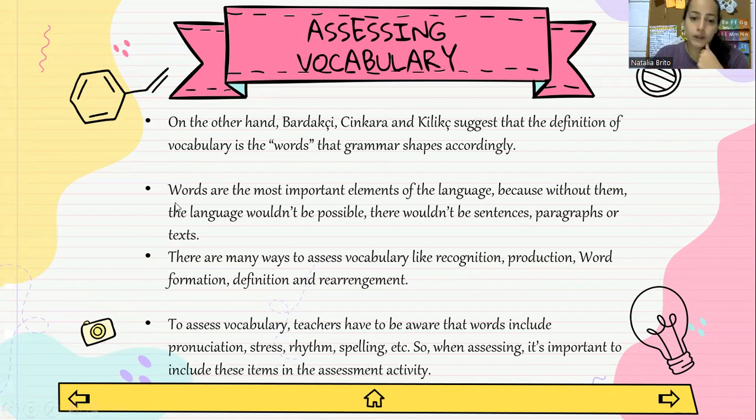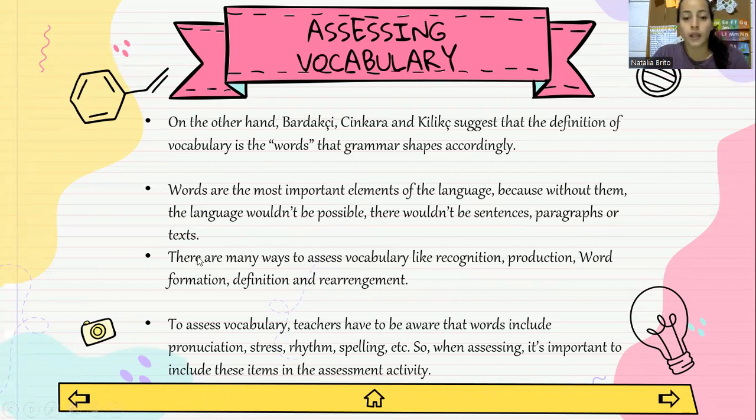In the second point, I have written that words are the most important elements of the language because without them, the language wouldn't be possible. There wouldn't be sentences, paragraphs, or texts. So, words are everything in the language, they are the most basic elements of the language, and the most important element because they form the sentences, the paragraphs, the structure, everything.